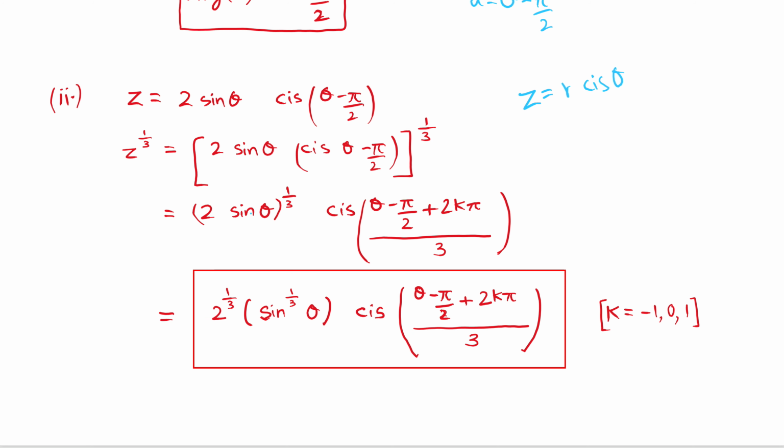In the next step, I have just made some simplifications. So I have written this as 2 to the power of 1 upon 3 multiplied by sin to the power of 1 upon 3 theta, cis of theta minus pi on 2 plus 2k pi, upon 3, where k is equal to negative 1, 0 and 1. What this means is that when we plug in these values for k, we will get our cube roots of z from this main expression. And we don't need to simplify this further. This is what the question has asked for. And so this is the answer to question number 11.